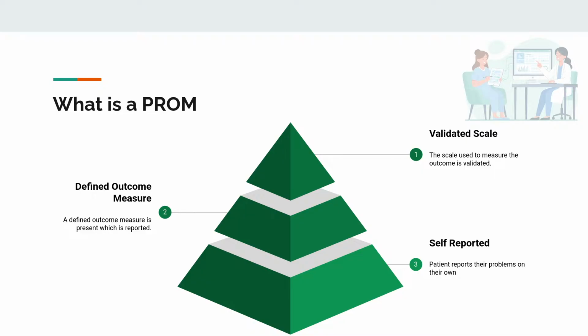Number two is that it needs to be defined, which means that the instrument or the method by which you are measuring this outcome needs to have a defined calculation methodology. And finally, it needs to have a validation which basically is used to make sure that the outcome being measured is actually validated in a specific scientific manner.